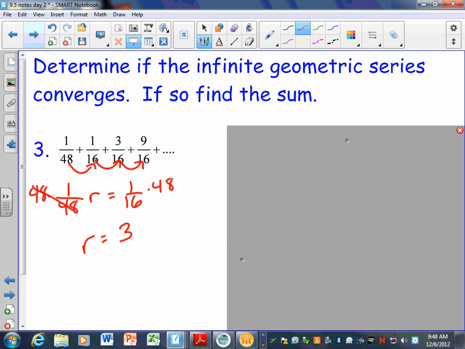What do I multiply 1 over 16 by to get 3 over 16? It's just 3. When you multiply fractions, you just take top times top, bottom times bottom. 3 over 48 and 1 over 16. 1 over 16 times 3 is 3 over 16. Multiply by 3 again, you get 9 over 16. You got to be able to do this, or you can't use the formula. Is this going to converge? What's the rule for converging?